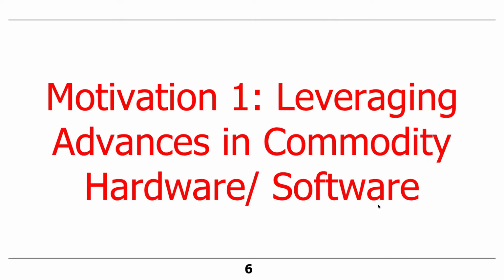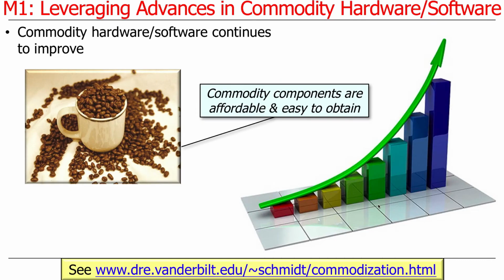So let's talk about motivation one first, leveraging advances in commodity hardware and software. So, what does it mean to be commoditized? It means that you're able to get access to good quality componentry at a reasonable price, right? So they're affordable and easy to obtain. We talk a lot about commodities with things like coffee beans or orange juice. Well, computing has also become commoditized over the past couple of decades.